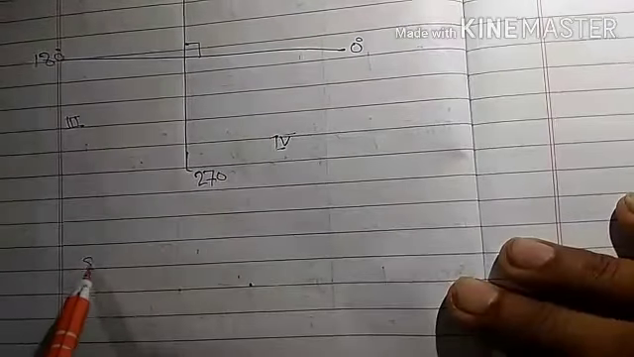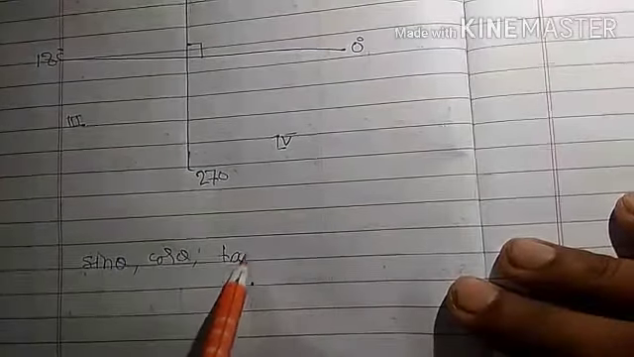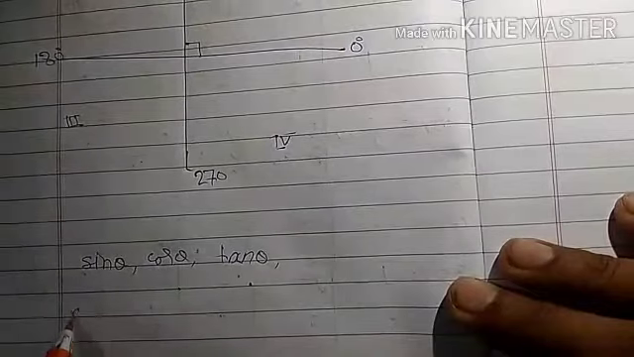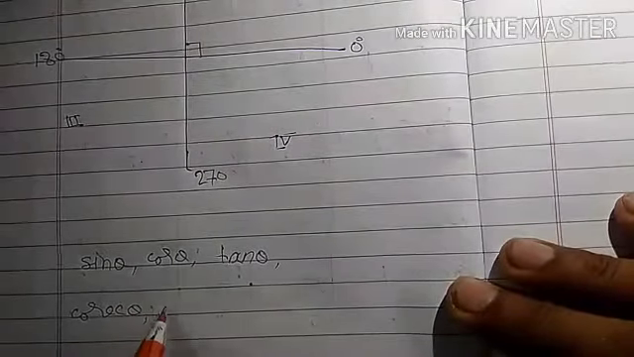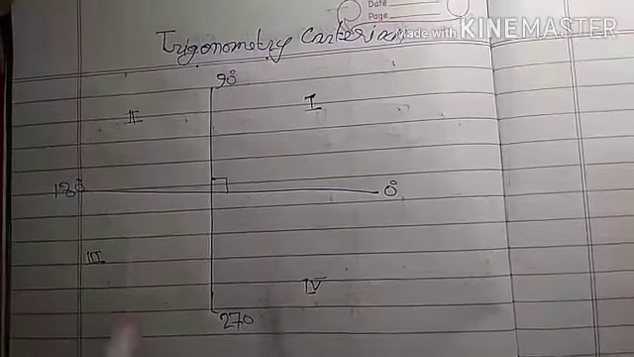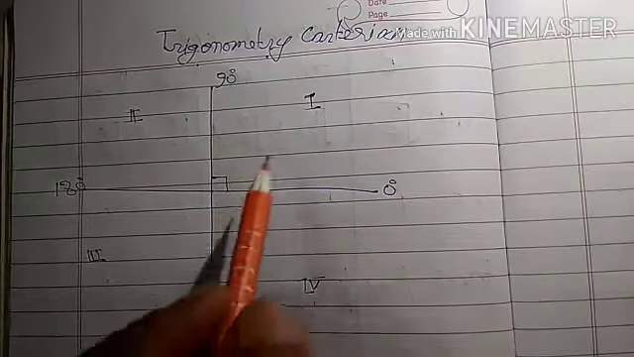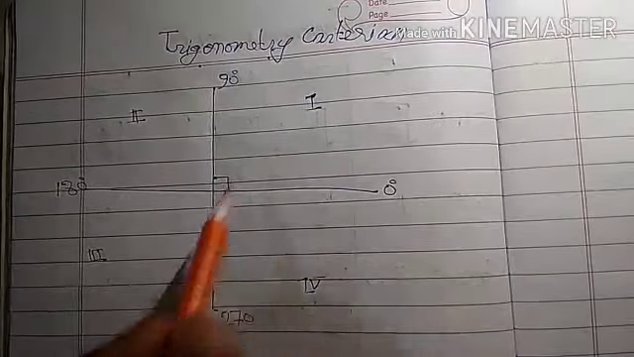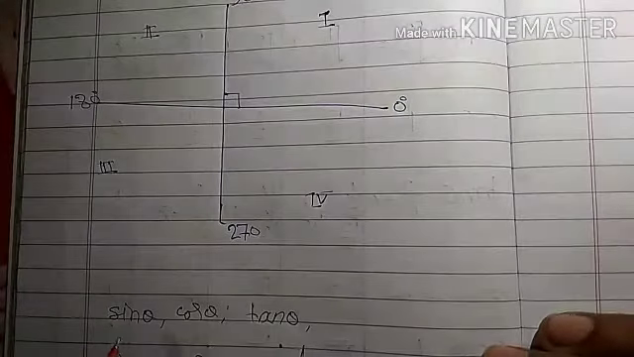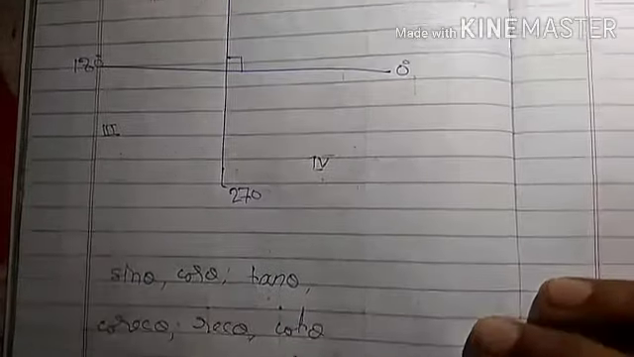So we know there are 6 trigonometric functions: sine theta, cos theta, tan theta, cosec theta, sec theta and cot theta. First of all we talk about the sign convention. So we write sine theta, cos theta, tan theta and cosec theta, sec theta, cot theta.